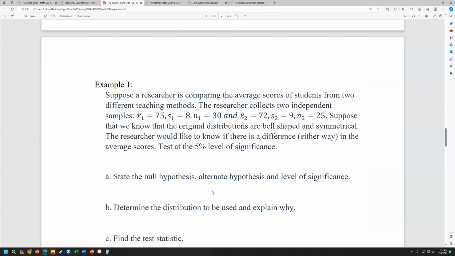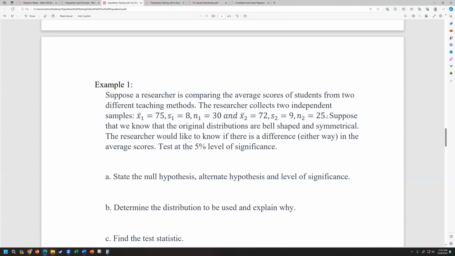So suppose a researcher is comparing the average scores of students from 2 different teaching methods. The researcher collects 2 independent samples. So there's our mean of sample 1 and our standard deviation of sample 1, and then our number of students in that sample. Then we have our second sample, which has a mean of 72 and a standard deviation for the sample of 9, and the number of students in that one was 25.